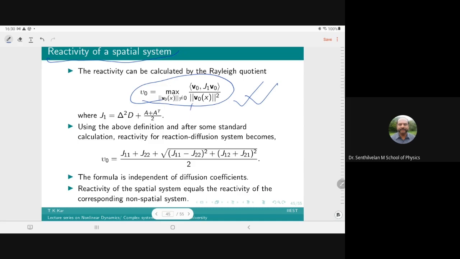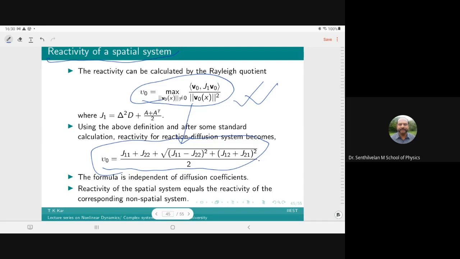Now, if we analyze this and substitute everything, there is of course a long calculation. We found that V naught equals this one. Look at this: here D1 and D2 are not present. This shows that for a spatial model, whether the model is reactive or non-reactive is solely determined by its local interaction term. So random dispersion of species has no impact on this.